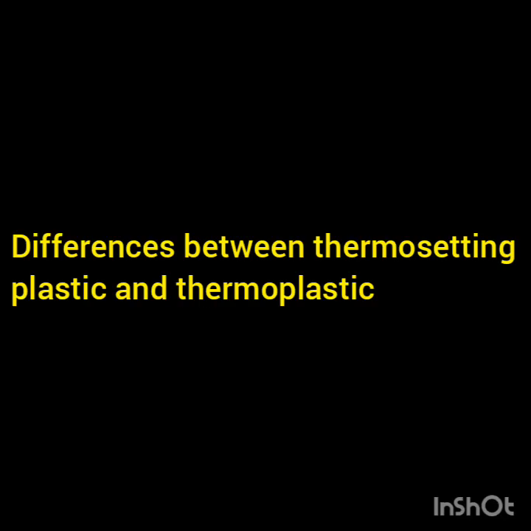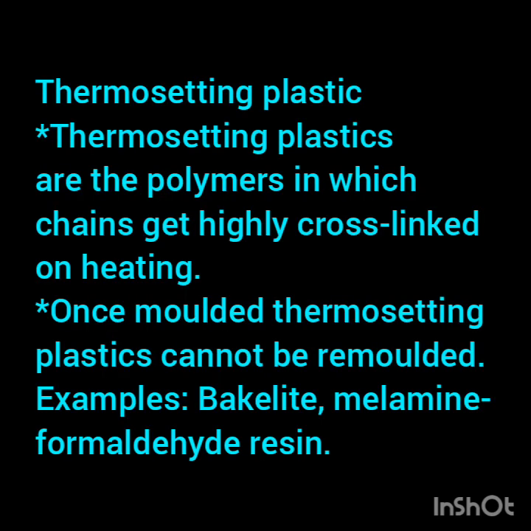Differences between thermosetting plastic and thermoplastic. Thermosetting plastic. Thermosetting plastics are the polymers in which chains get highly cross-linked on heating. Once we molded thermosetting plastics, they cannot be remolded. That means we can't reuse it. Examples: bakelite, melamine formaldehyde resin.